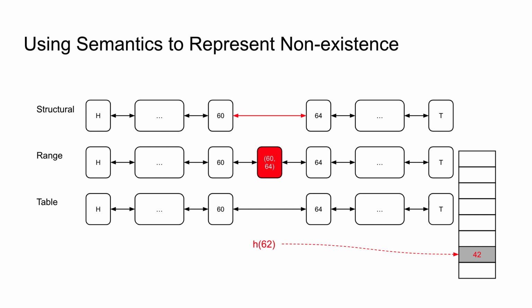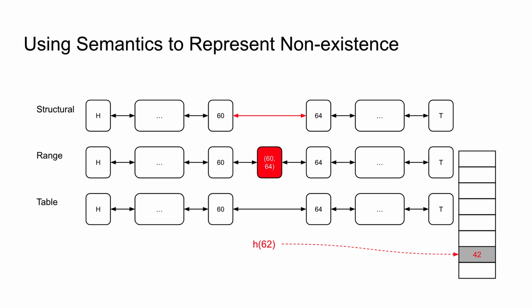In the previous example, we made ourselves oblivious to the structure of the list. 6 wasn't in the list because 5 pointed to it. It wasn't a structural property, it is a semantic property of the list. What about when a value is not in the list? In past work, there was only one solution, structure. In the top row of the slide, we can say that 62 is not in the list because 60 points to 64.